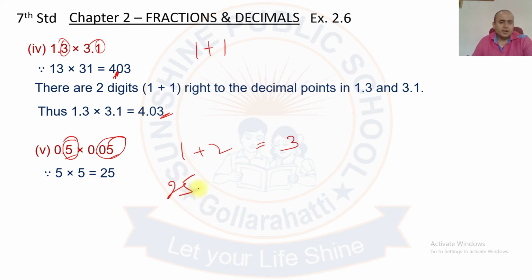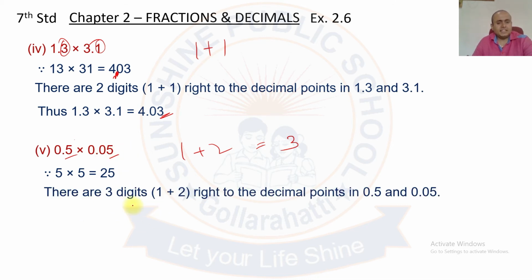Therefore you have to place the decimal point in 25. For 25, in our 3 digits, we have to put the decimal point before. That means 1 digit, 2 digits and 3 digits. So here the point will be here. That means it becomes 0.025. So when you multiply 0.5 into 0.05, the answer will be 0.025. There are 3 digits, 1 plus 2, to the right of the decimal points in 0.5 and 0.05. Thus 0.5 into 0.05 is equal to 0.025.